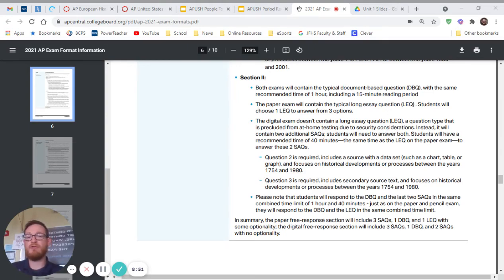You're going to have 3 short answer questions, 1 DBQ, and then because you're doing the digital testing, you are going to have 2 more short answer questions that you have to do. So in total, you are going to have 5 short answer questions for this. Now, that might seem kind of overwhelming, but in my mind, a short answer question is a lot easier to answer than the longer 5-paragraph essay questions.